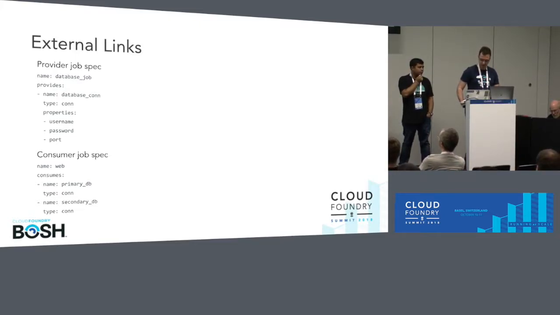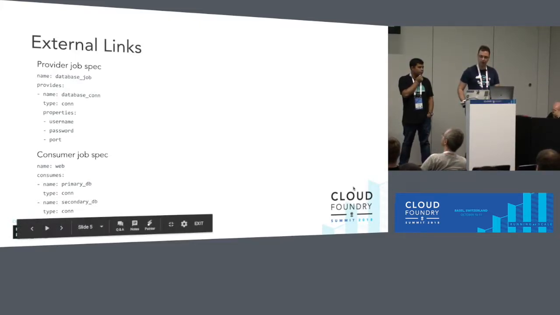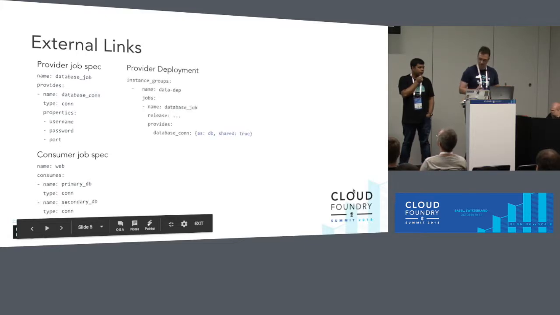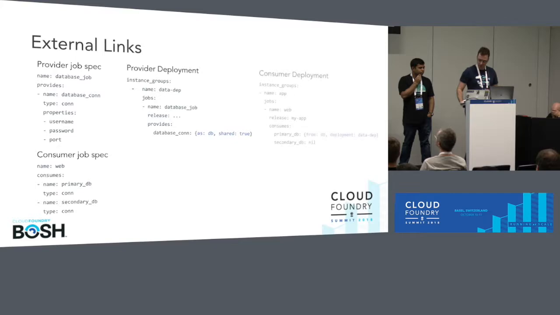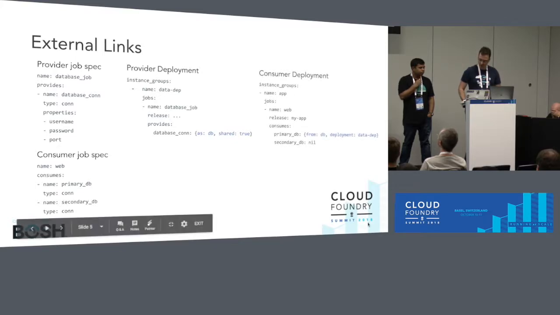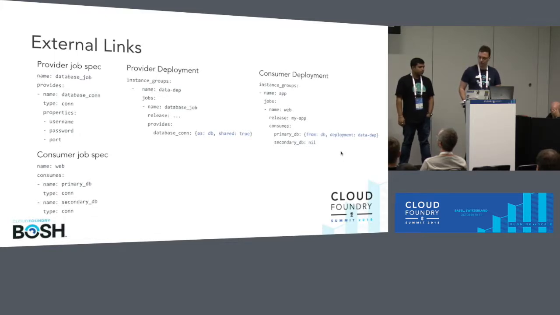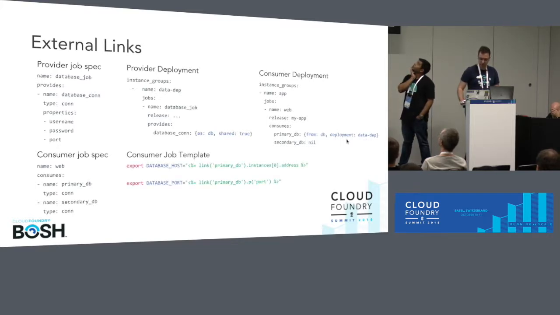Similarly, in the provider and consumer job specs, you would define your link information. You would have a separate provider deployment and a separate consumer deployment, and they'll be much the same as we saw on the previous slide. One difference is that in the consuming deployment, you would have to specify from which deployment you're consuming the link. And we have a similar job template as well in the consuming job in the consumer deployment.